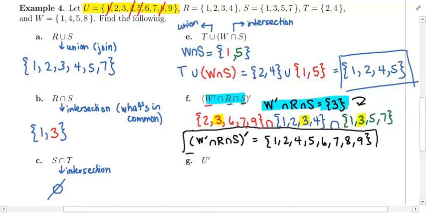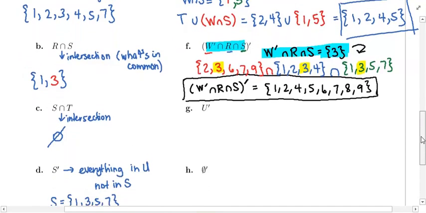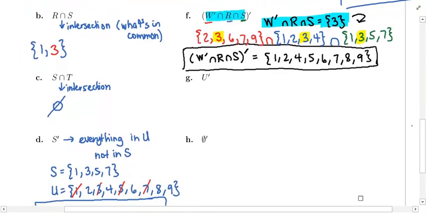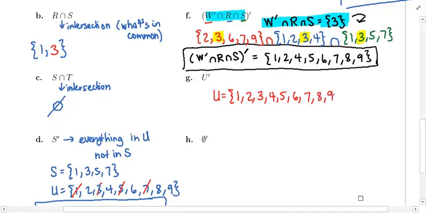All right, a couple more. G. This is an interesting one. G is asking you for the complement of the universe. I've scrolled down, can't see the universe anymore, but if you remember, the universe is the numbers 1 through 9. And remember what universe means. Universe means that in this problem, these are all the numbers under consideration. We're only considering the numbers 1 through 9.